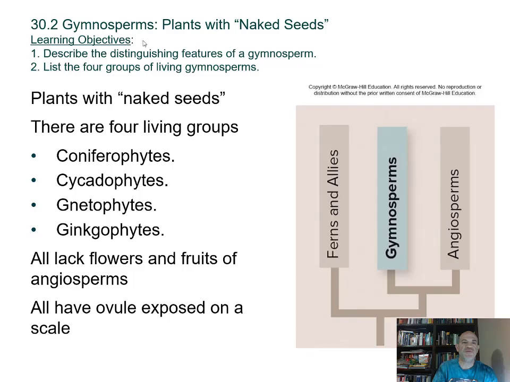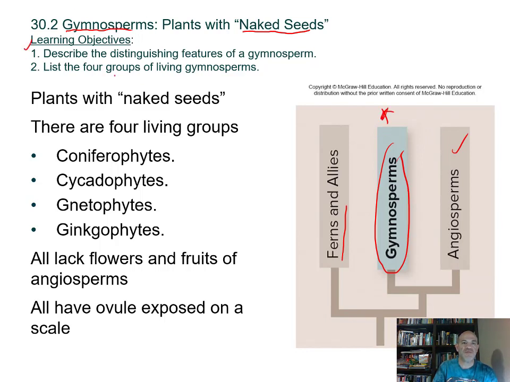So here we're going to be looking at gymnosperms, which literally translates to naked seeds. And here we are on the cladogram. We looked at ferns in the last chapter. And here we're looking at your gymnosperms, which include several phyla. And then here are the flowering plants that produce fruit. But right now we'll focus on the gymnosperms.